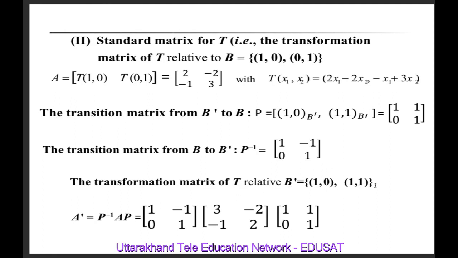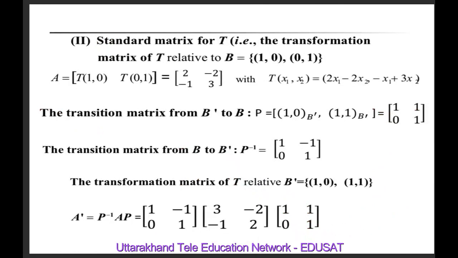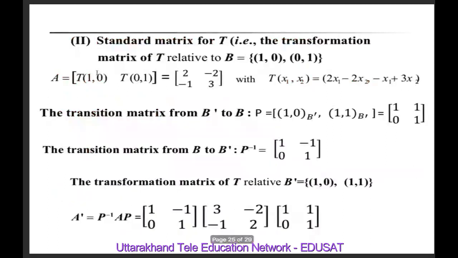This is the given basis set. A dash is equal to P inverse A P. P inverse we have calculated as [1, -1; 0, 1], A we have calculated as [3, -2; -1, 2], and P is [1, 1; 0, 1]. Multiplying these, we have calculated A dash also.